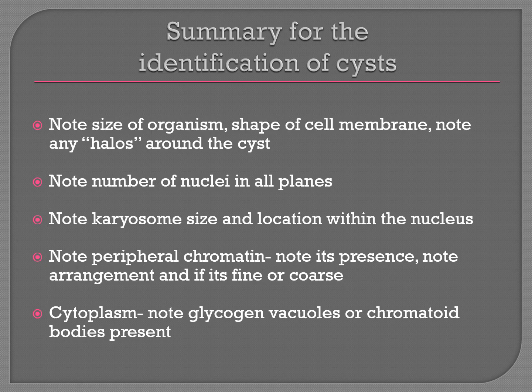If you're interested in identifying what you think is a cyst, make sure that you note a halo around certain genera. For example, if there's a halo around Entamoeba, it's a pretty good clue that you're dealing with an Entamoeba cyst. Also note the number of nuclei in all your planes. If you have more than 1 nucleus, you're probably dealing with a cyst. Note the karyosome size and location within the nucleus. That's going to help you speciate the protozoan cyst. Note the peripheral chromatin: not only its presence, but also the arrangement and whether it's fine or coarse. And then the cytoplasm. If you have any inclusions in the cytoplasm of the cyst, you should note that. Some inclusions would be chromatoid bodies or glycogen vacuoles in Iodamoeba buetschlii.